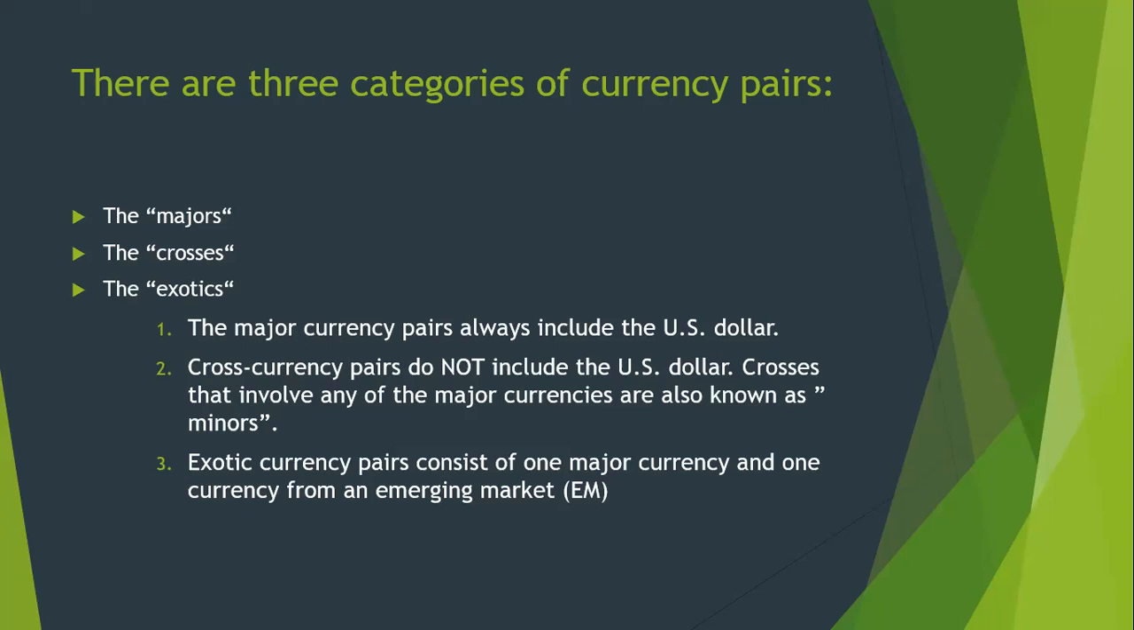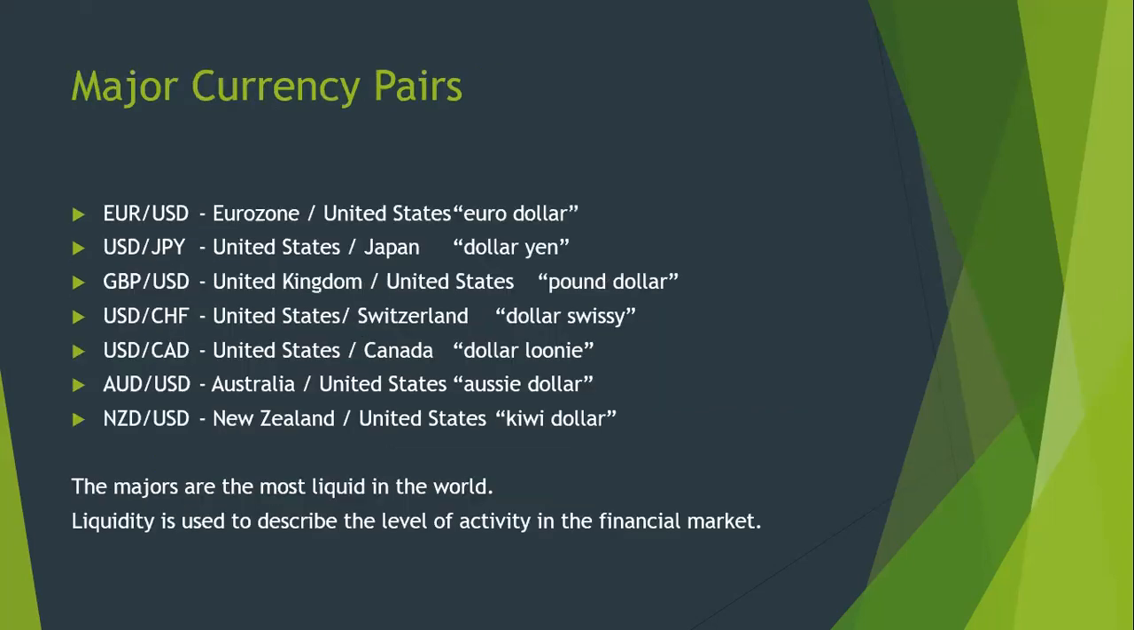Cross currency pairs do not include the US dollar. Crosses that involve any of the major currencies are also known as minors. We also have exotic currency pairs, which consist of one major currency and one currency from an emerging market. Major currency pairs are EUR/USD, USD/JPY, GBP/USD, USD/CHF, USD/CAD, AUD/USD, and NZD/USD. The majors are the most liquid in the world.